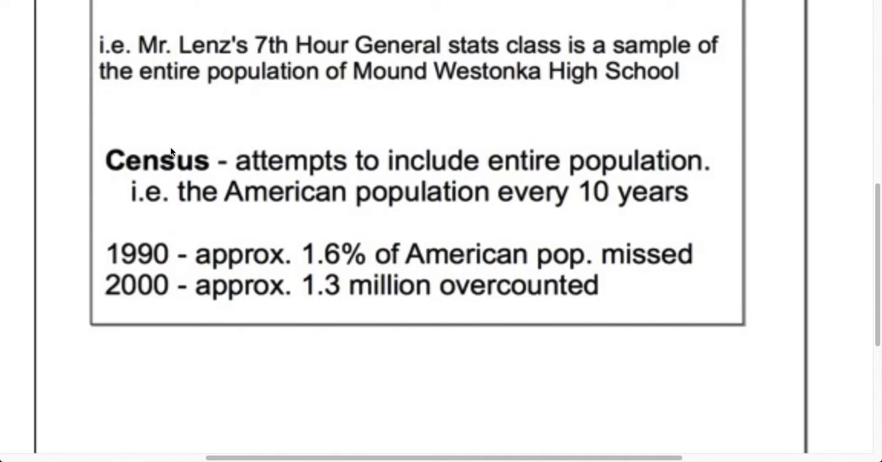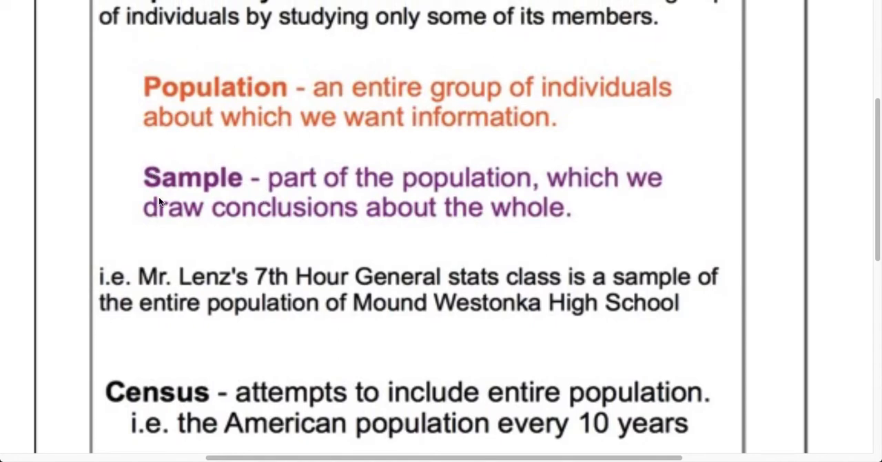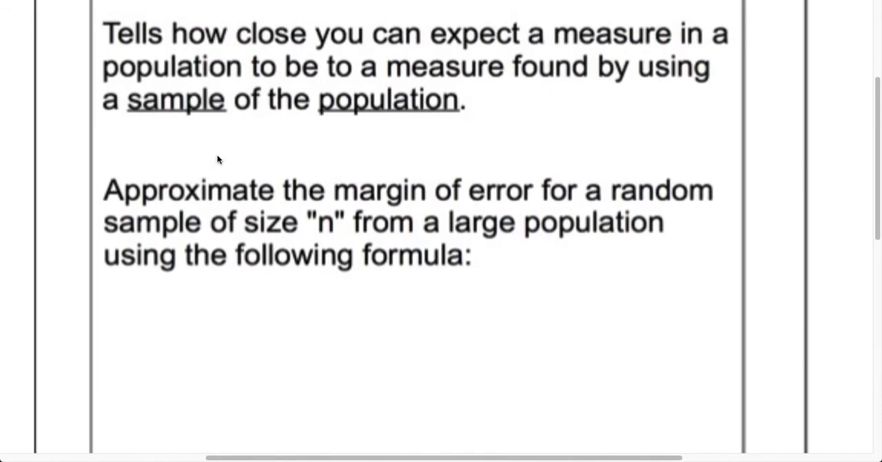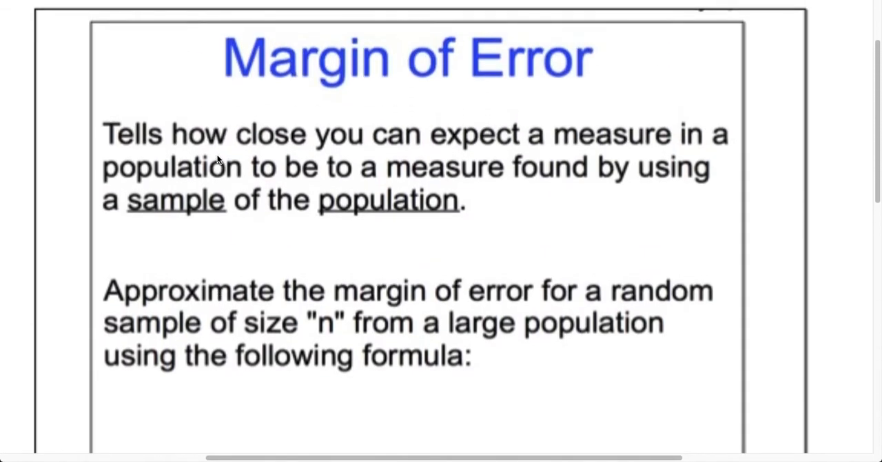So again, a census is getting everybody. A sample is just taking a part of a population and drawing conclusions about the entire population. And again, that is definitely the most common way to do things. But because of that, if I take 200, there's roughly 1,000 kids at Mount Westonka. If I take only 200 of them, then I can draw a conclusion, but it's going to have what we call a margin of error. It might not exactly represent the population as a whole.